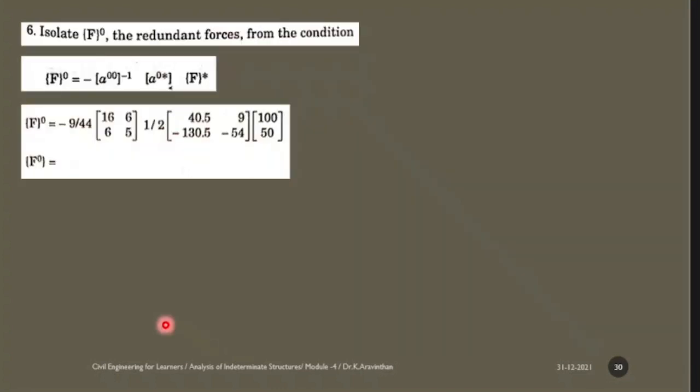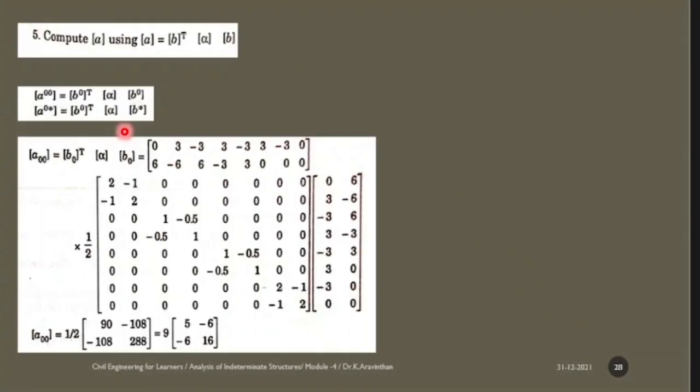Okay. Now step number 6. What is step number 6? It is F naught. How to find F naught? You have the formula: A naught naught inverse, A naught star and F star. Now what is your A naught naught? You got this value already. You have to inverse that. Interchange the values. See, you got 5 and 16.